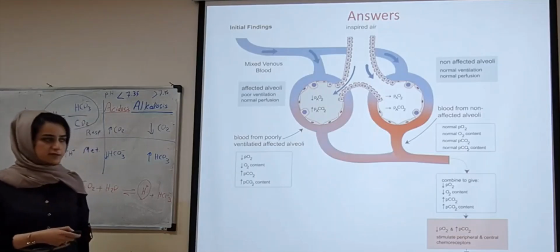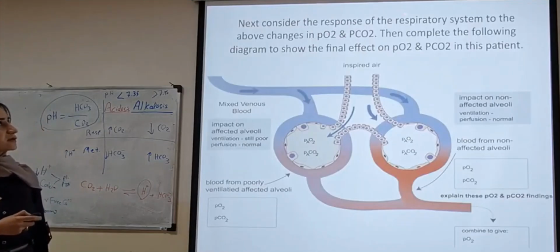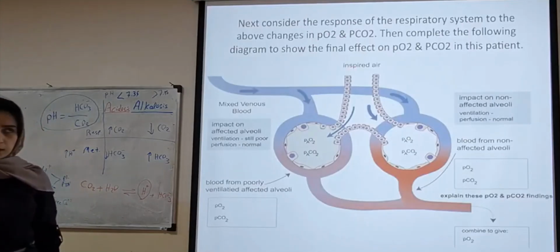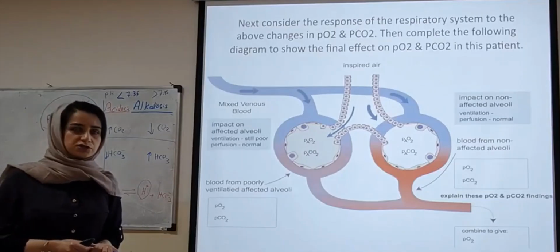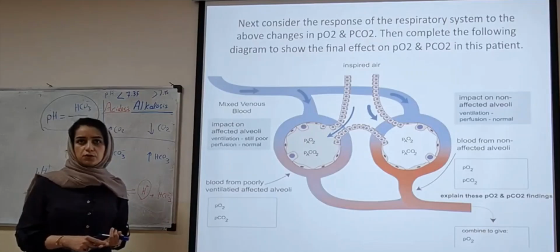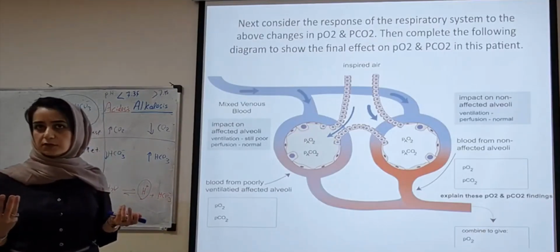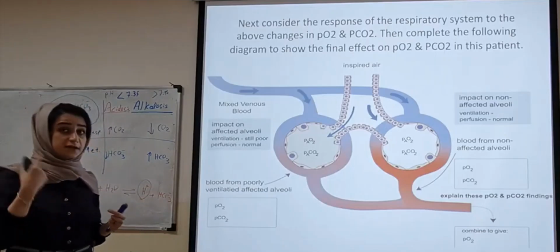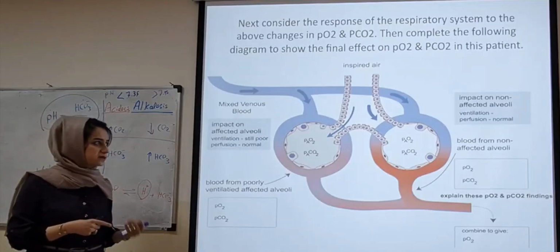This is easy, but the question after that: next, consider the response of the respiratory system. The respiratory system has to respond to that change. The change was decrease in the PO2 and increase in the CO2. What will the respiratory response be? The respiratory center becomes activated, the chemoreceptors become activated.